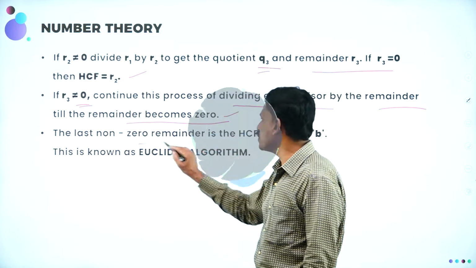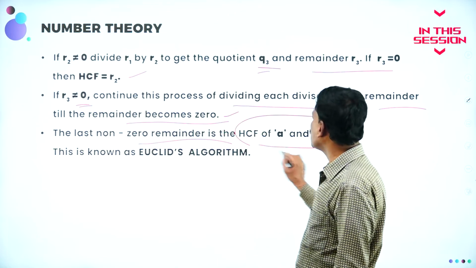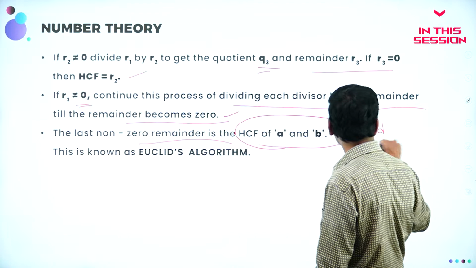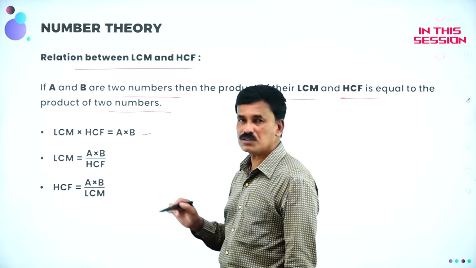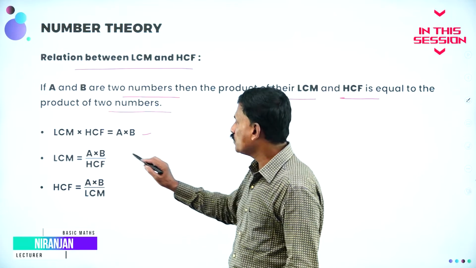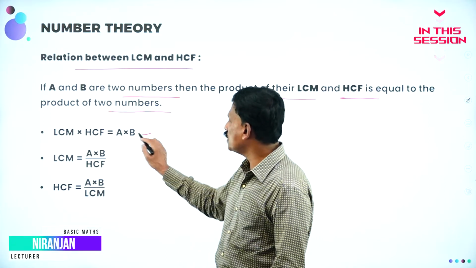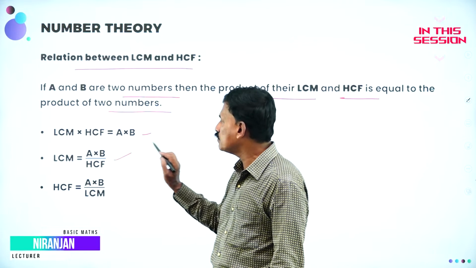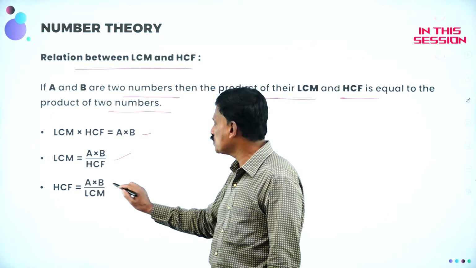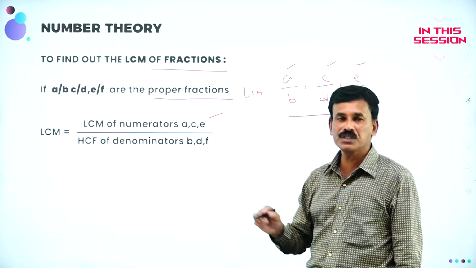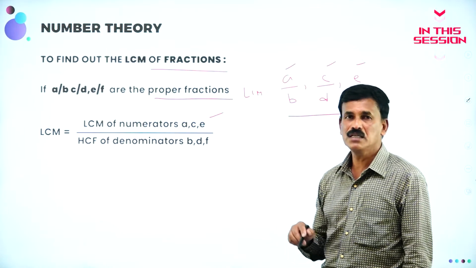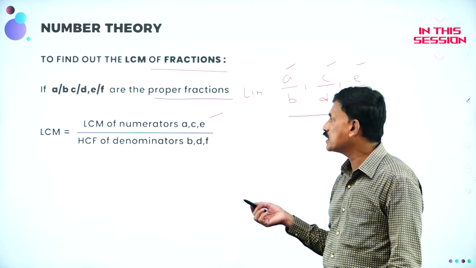The last non-zero remainder is the highest common factor, that is called the greatest common divisor of A and B. LCM into HCF is always equal to A into B. Now if you want LCM alone, LCM is equal to A into B divided by HCF of that number, or HCF is equal to A into B divided by LCM. So find out the LCM for the numerator and find out the HCF for the denominator.